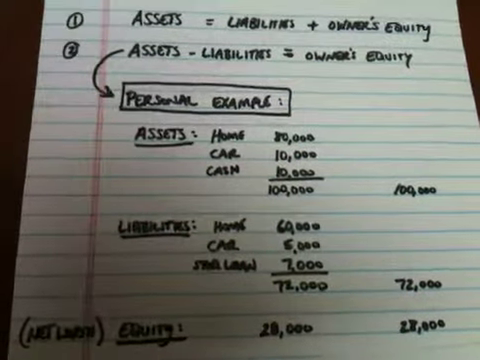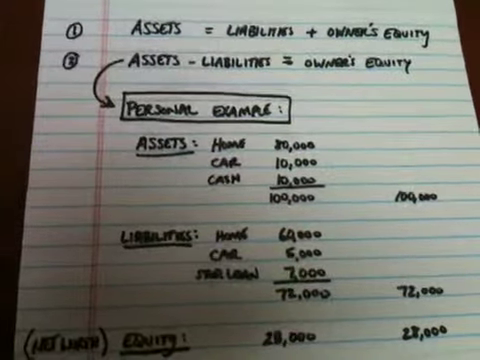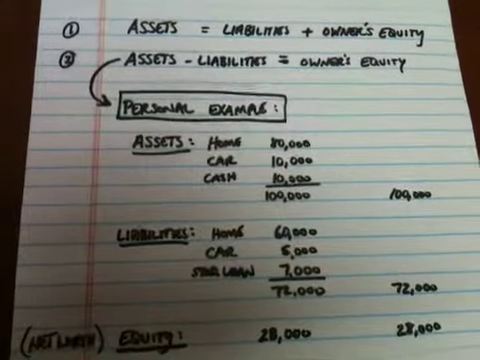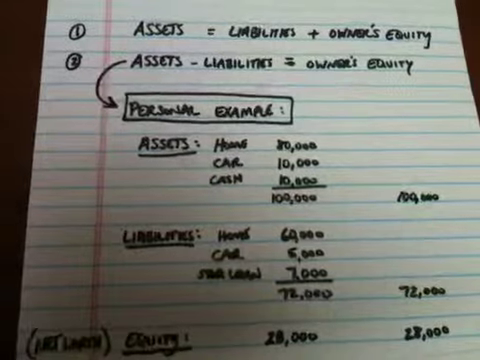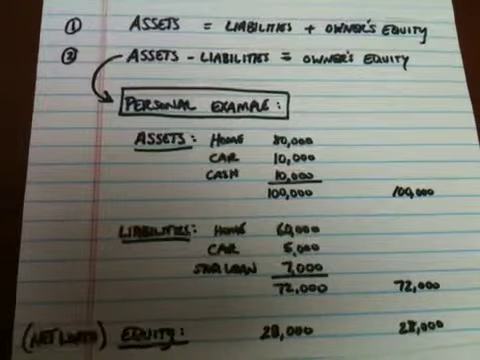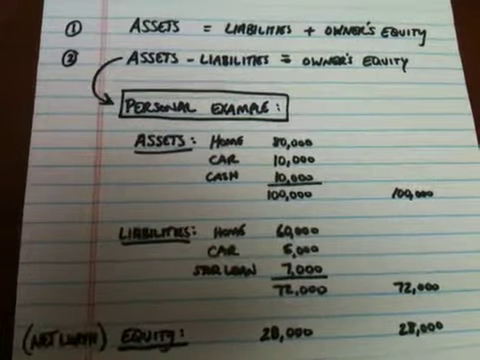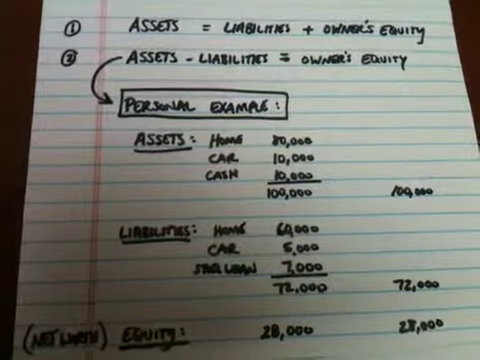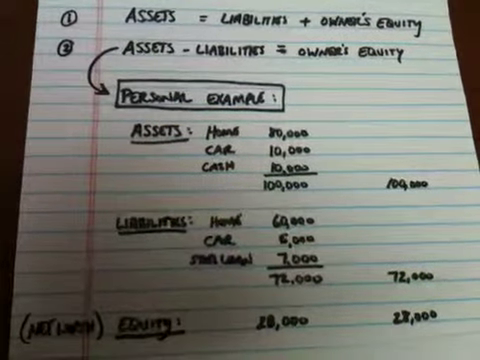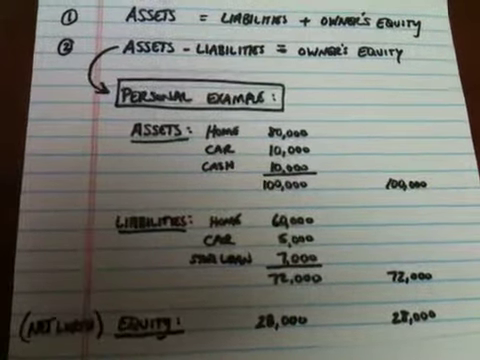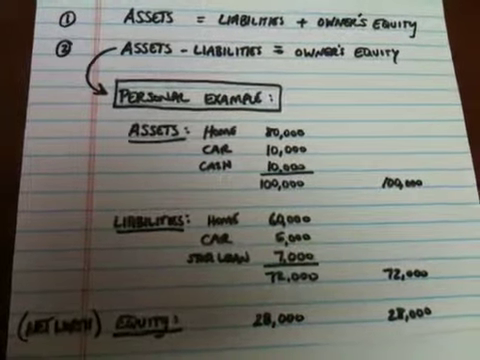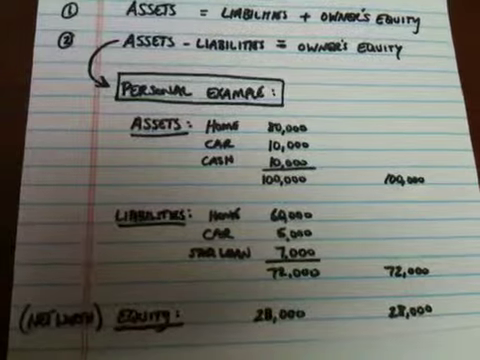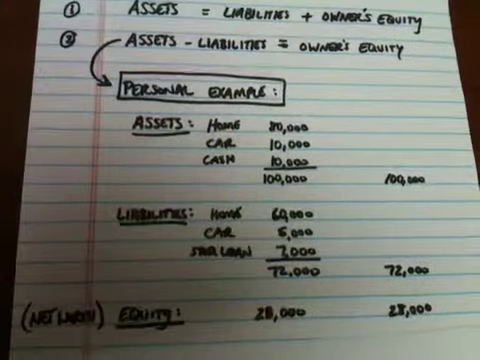Now, this also works if you go up to our accounting equation. Same numbers, assets of $100,000. This is why it's always going to equal liabilities plus owner's equity, because the assets of $100,000 are going to equal liabilities plus owner's equity. $72,000 plus $28,000 is going to equal the $100,000. So that's why this equation is always true.